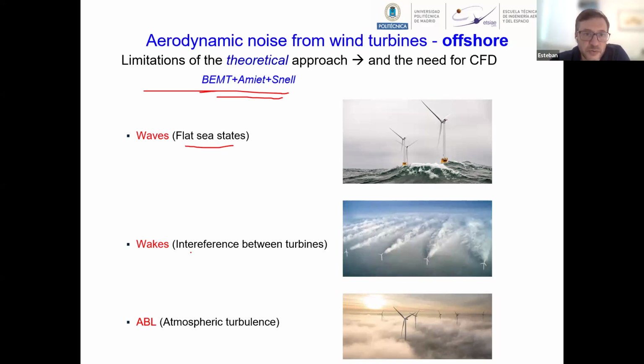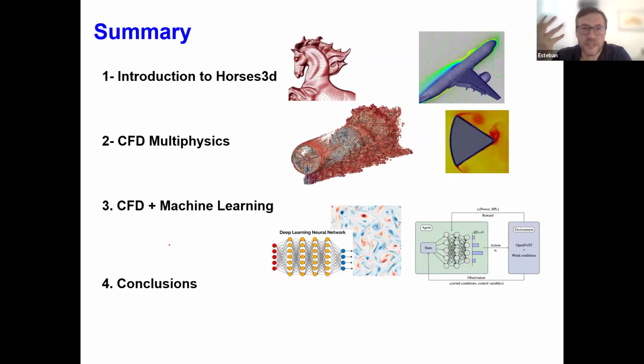We cannot really do wakes in wind farms, right? Interference between turbines, and it's difficult also to account for the atmospheric turbulence. We have some models, but it's a bit difficult. So that tells us that it could be interesting to have a simulation tool, a CFD simulator that can do all this kind of physics, right? And that's the idea of the talk.